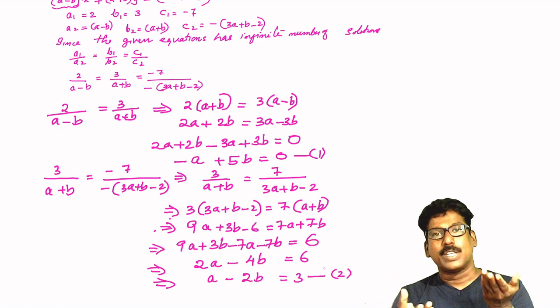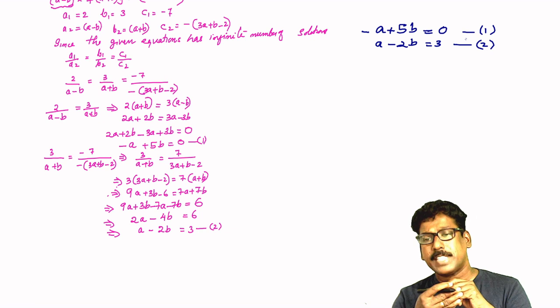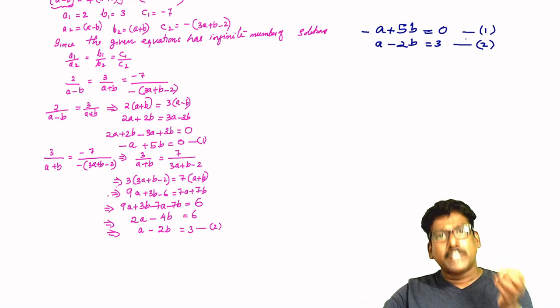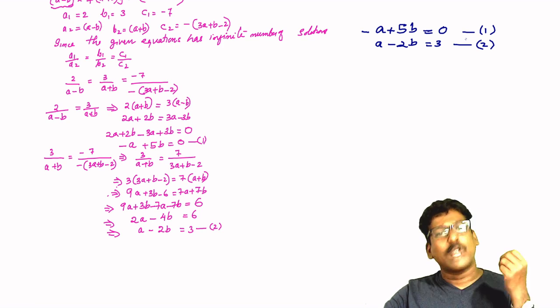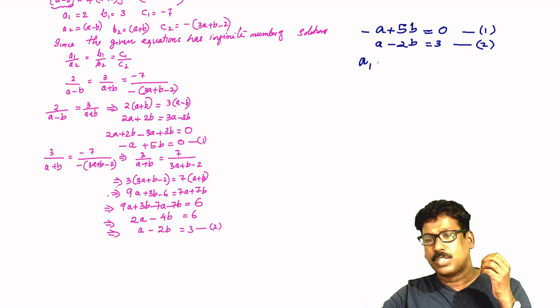Now consider the equations 1 and 2. Equation 1 is negative a plus 5b is equal to 0. Equation 2 is a minus 2b is equal to 3. By the cross multiplication method, you can solve this. So for that, first you have to write a1, b1, c1 and a2, b2, c2.